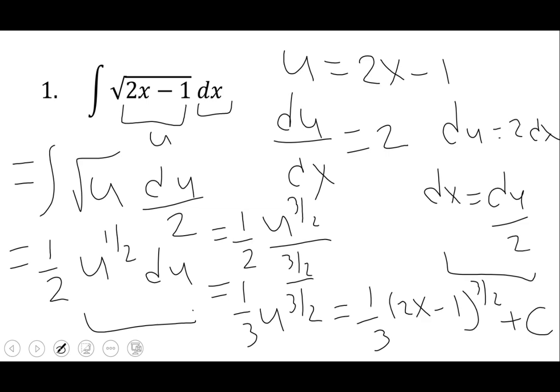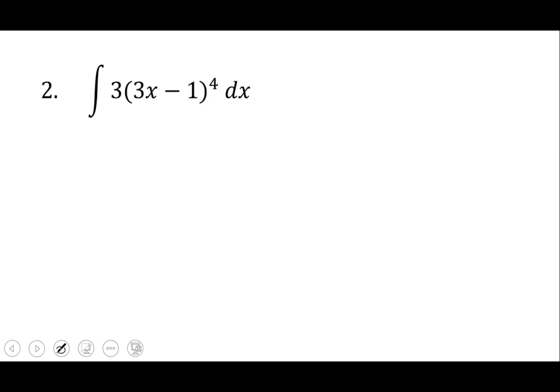As always, remember that you could check your answer by taking the derivative of 1/3 2x minus 1 to the 3/2 and making sure that you get the original problem. Don't forget the chain rule, of course. So that's number 1. Let's go ahead and take a look at number 2.